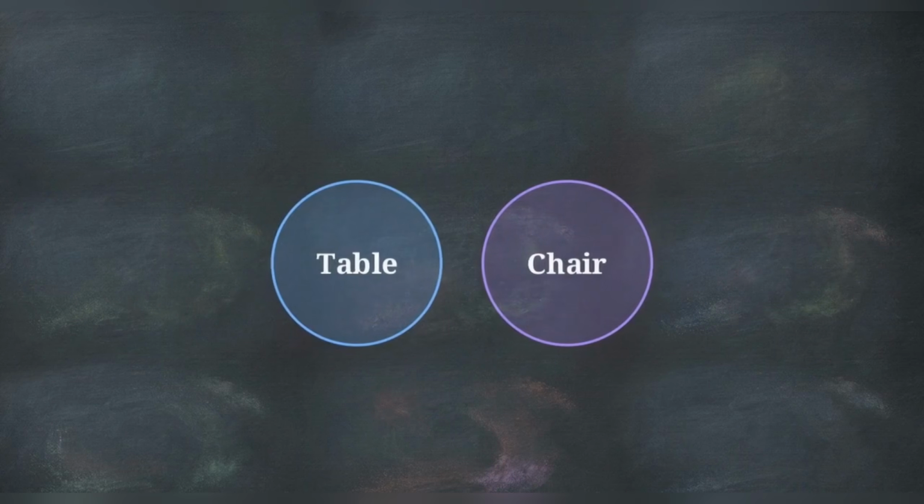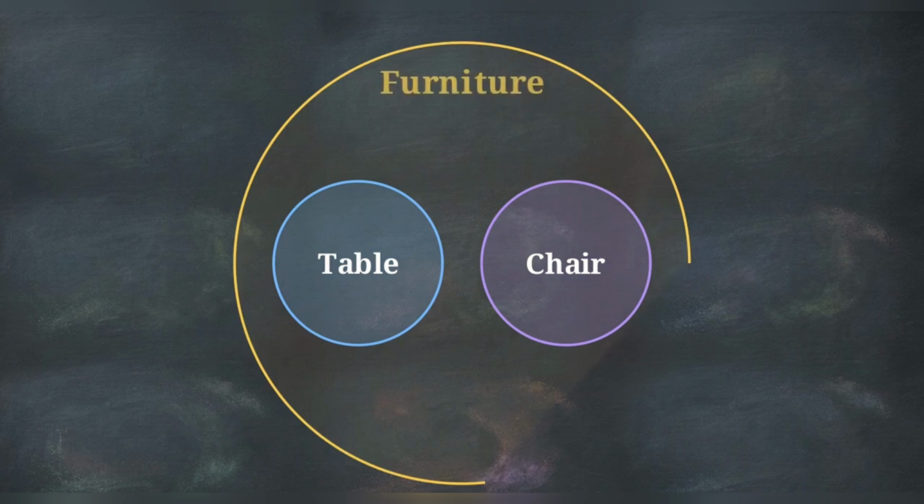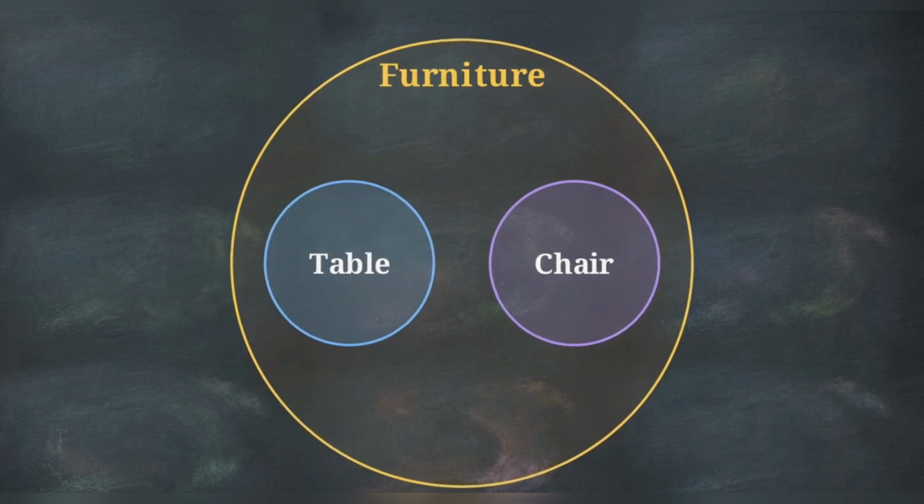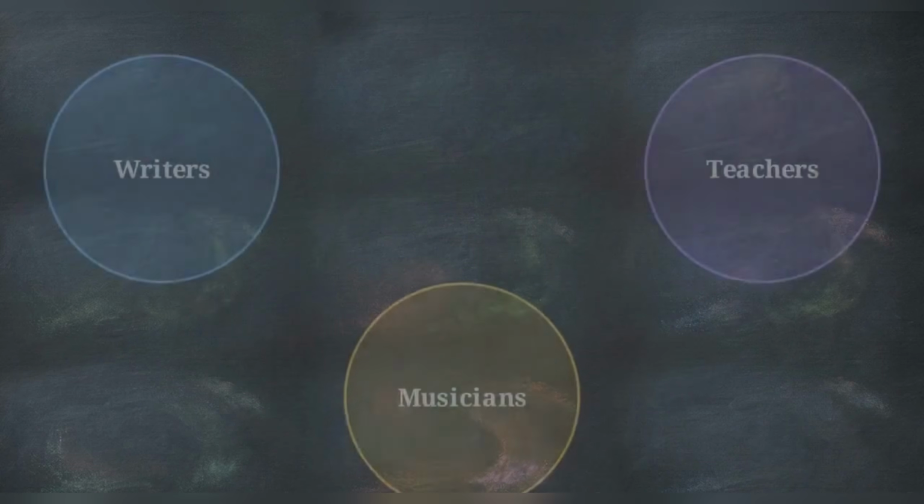Case 3 illustrates 2 inside 1. This occurs when 2 mutually exclusive items are bound together by a broader category constraint. A table and a chair are exclusive items. A table is not a chair, but both are completely enclosed by the larger category of furniture.